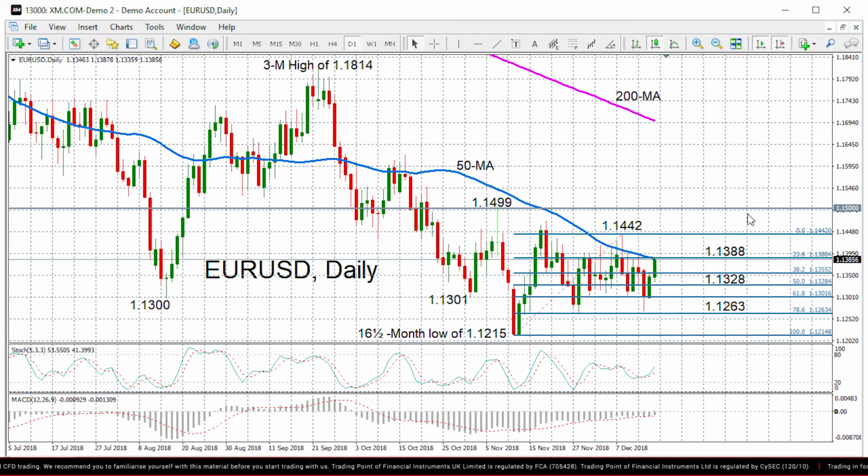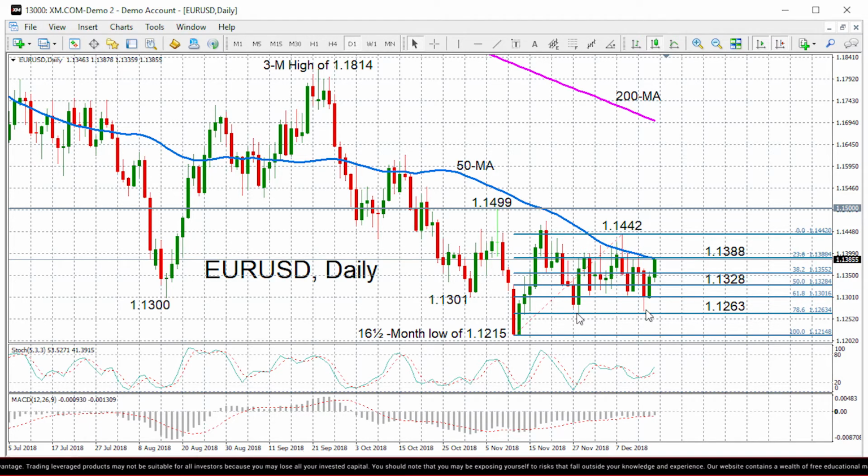If it manages to break above the 1.15 level, it would help turn the current neutral to bearish outlook in the medium term to a more neutral positive one. To the downside, there is immediate support from the 50% Fibonacci at 1.1328. A drop below that level would bring into focus the 78.6% Fibonacci at 1.1263.